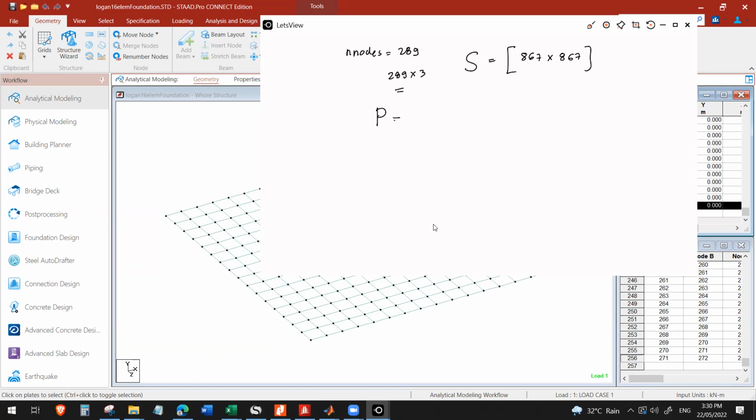Remember, our formula is P equals SD. If the stiffness matrix is 867 by 867, then my force vector is also 867 by 1, and the displacement output is 867 by 1. To solve for the displacement, D equals S inverse P. So we will assemble the stiffness matrix, which is 867 by 867, invert that matrix, then multiply it by the force vector, which is 867 by 1.